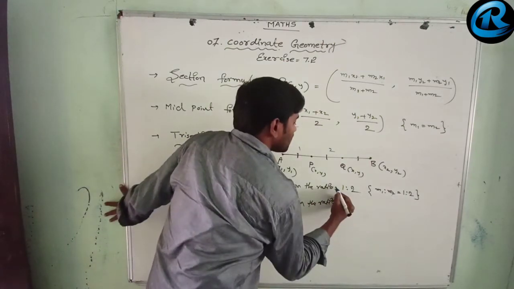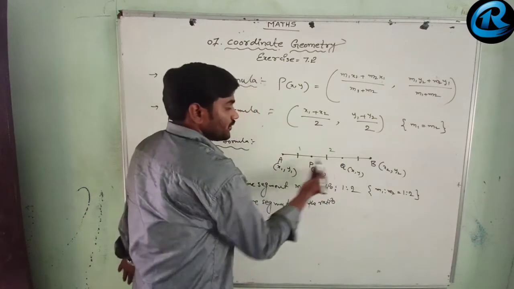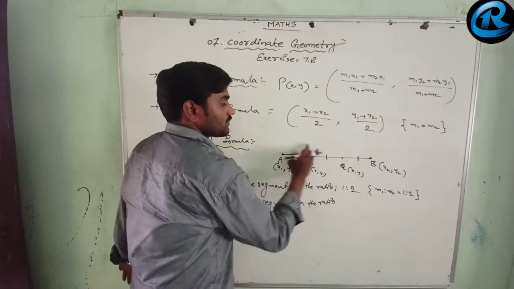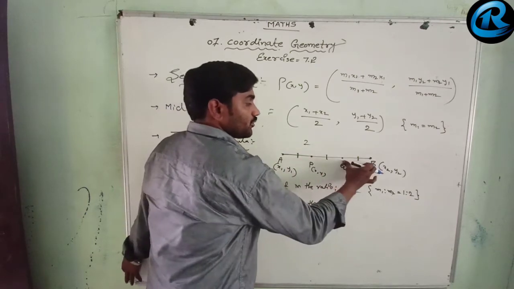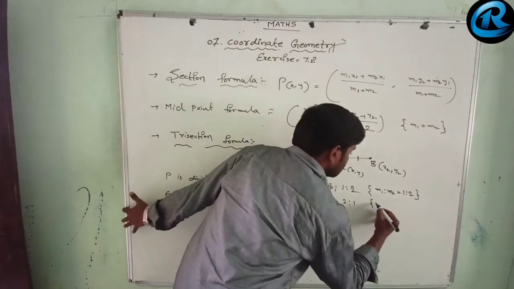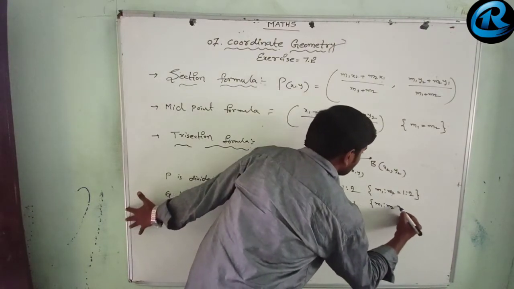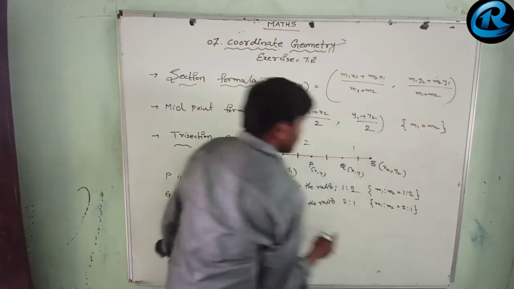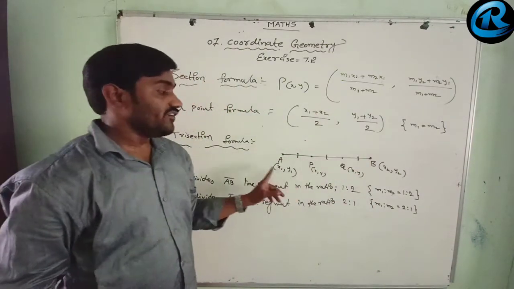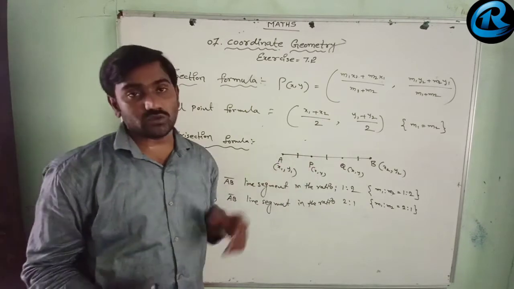See that in what ratio they will divide? Q divides the AB into A to Q, which is two parts, and Q to B, which is one part. So it divides in 2:1 ratio. M1 is to M2 equal to 2:1. These ratios will not be given in the question, but we should know that if it is a trisection, we will divide like this.